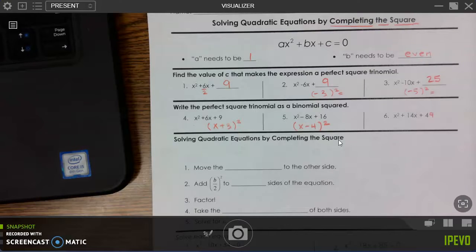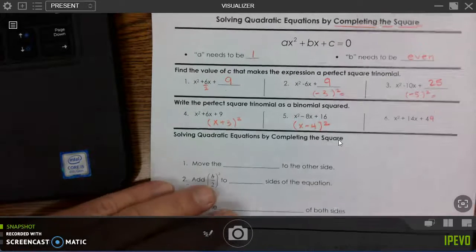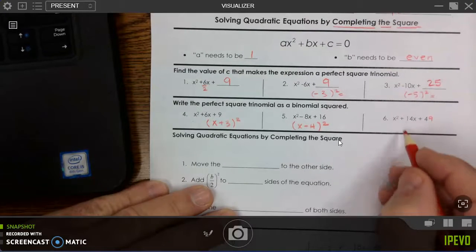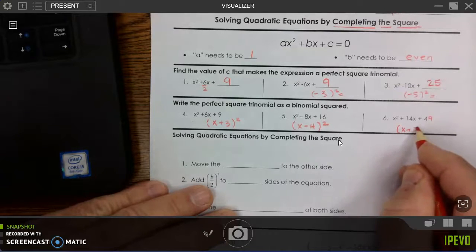There we go. All right. Sorry about that. Okay, so I fixed that typo. So this is x plus 7 squared.